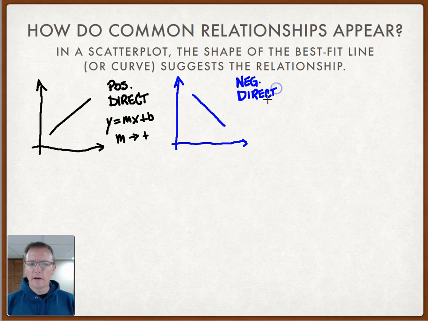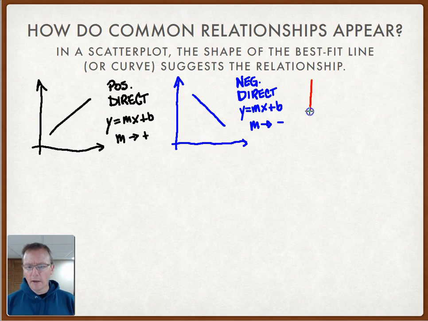Some people just call it a negative relationship, but you have to be careful about that. Again, it's y equals mx plus b, but in this case, m has to be negative.